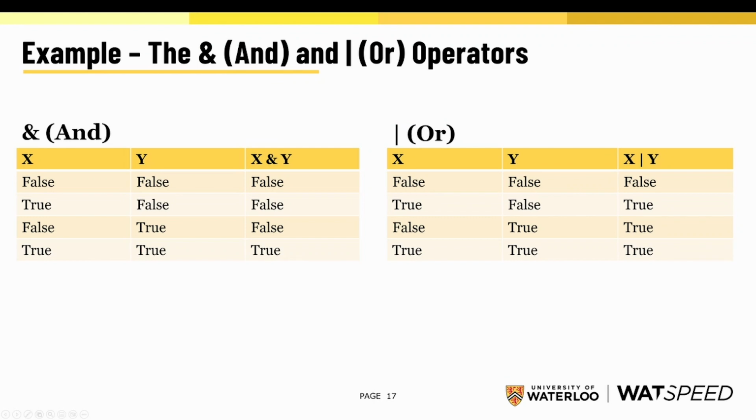So here's a way to visualize how AND and OR work. If X and Y are false, then the statement X and Y will be false. Notice how it's false all the way down to both statements being true. And for OR, as long as one side of our OR is true, the entire statement will be true.